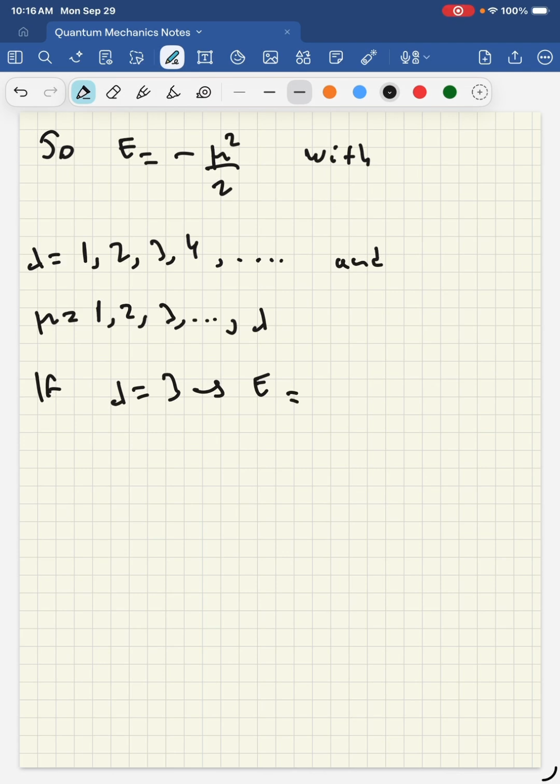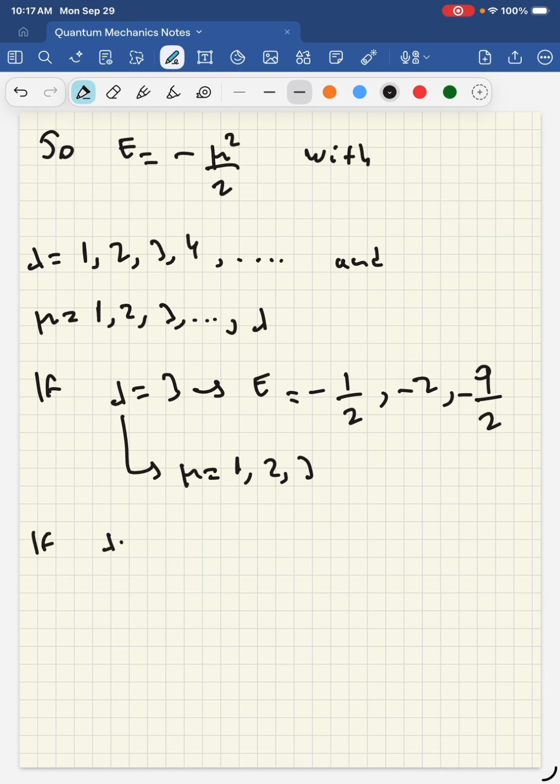So E will be minus 1 over 2 for mu equals 1. For mu equals 2, we will have minus 2. And for mu equals 3, which is lambda, we will have minus 9 over 2, okay? Because for lambda equal to 3, mu can only be 1, 2, and 3, nothing else, okay? If lambda is equal to 5, then mu will be 1, 2, 3, 4, and 5, okay?